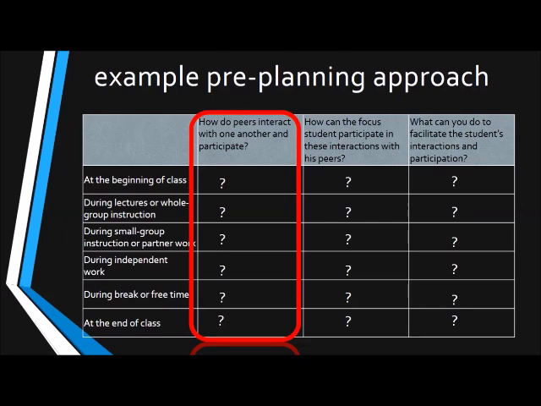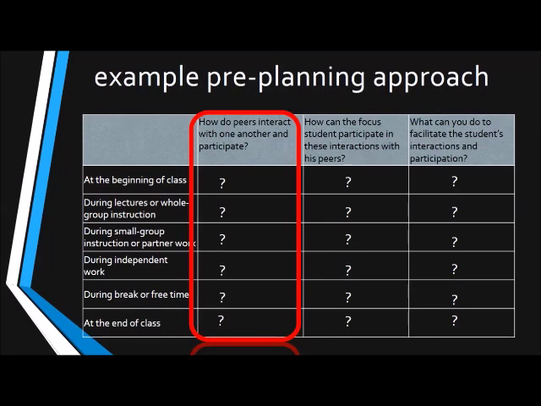So at the beginning of class, are we allowed to just talk to each other, or do we have to get quiet and get busy on some board work? During lectures, are we allowed to talk, or do we have to just take notes? So looking at and seeing how peers are allowed to interact throughout a class is really important, because that helps us figure out then how our students can or maybe shouldn't interact with their peers in certain activities.